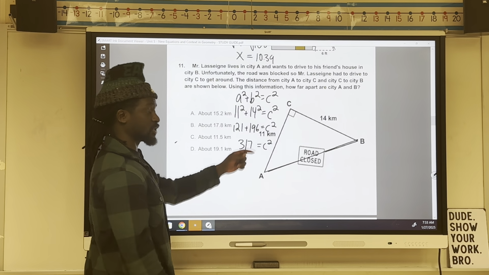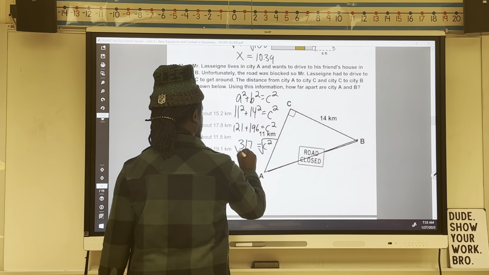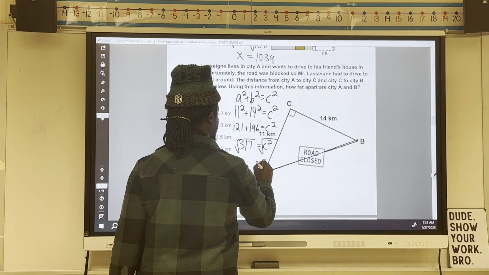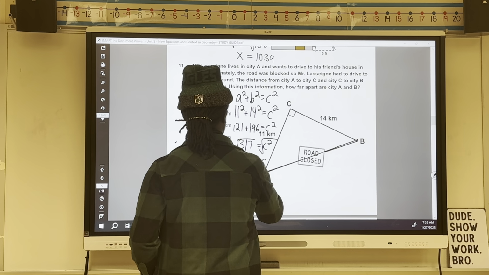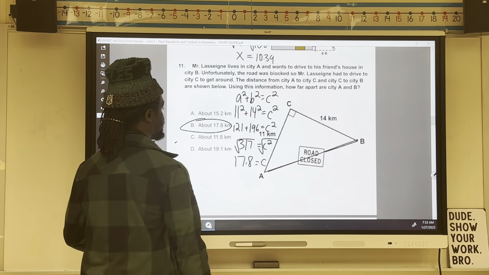Now to get rid of the C squared, I gotta take the square root. That's gonna just give me C. And the square root of 317 is gonna be 17.8, which is B.